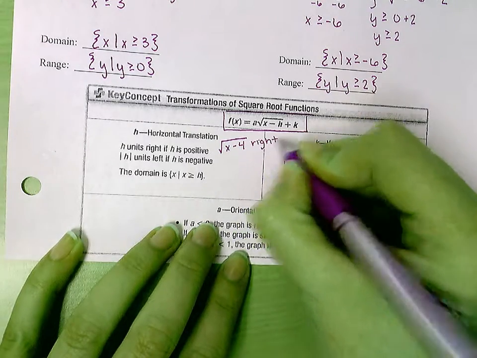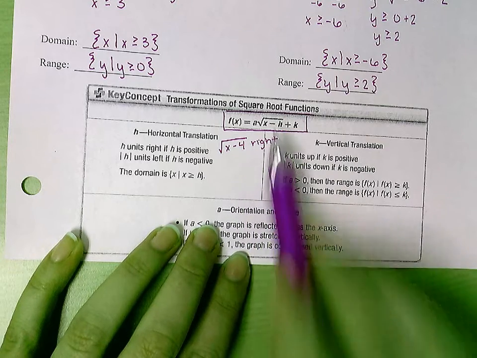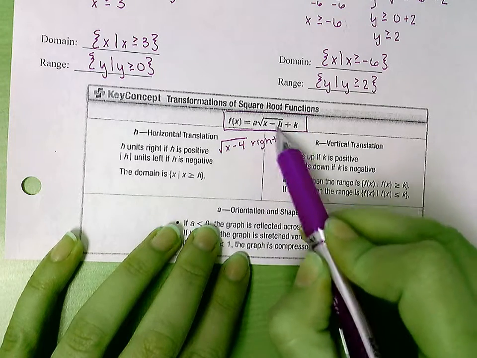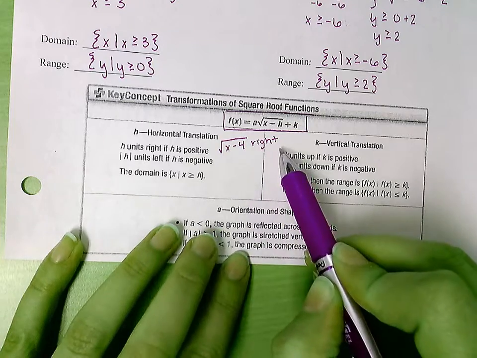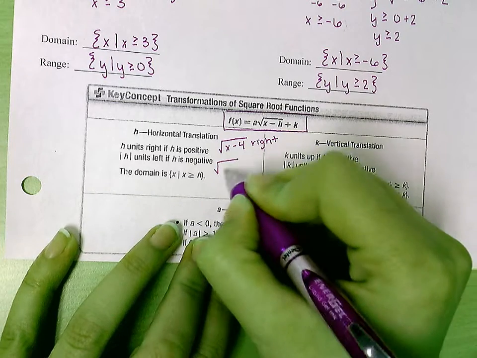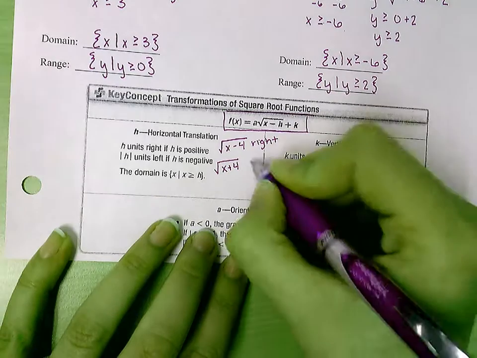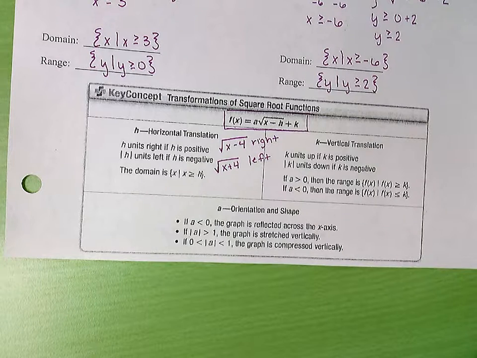Since in our parent function here, it's a negative right here, so you're looking to see if this is positive, and in this it is positive, so it's moving to the right. So if I took the square root of x plus 4, it would go to the left. Okay?